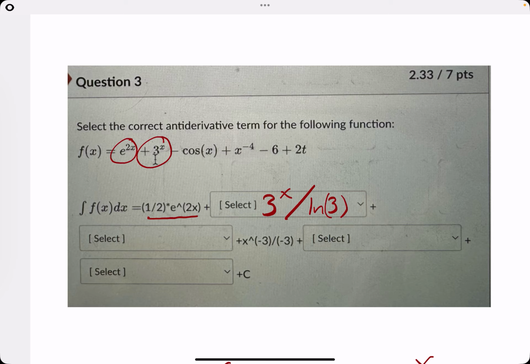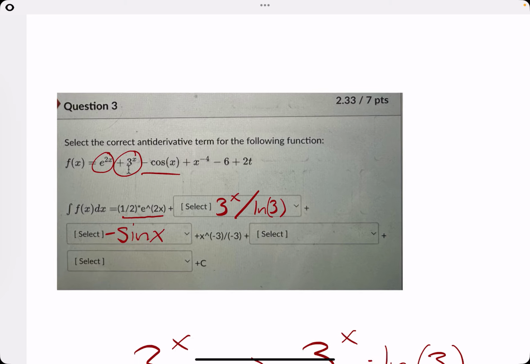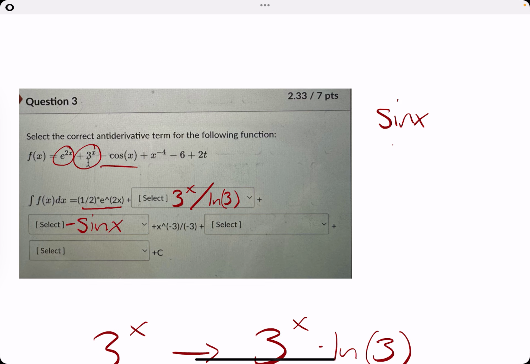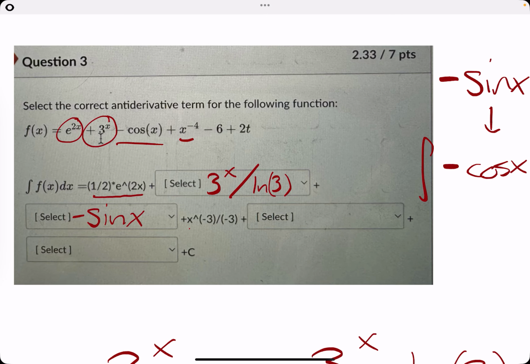Let's go to the next term. Negative cosine of x would be, I think, just negative sine of x, because the derivative of sine of x is cosine of x. So we know the integral of cosine is sine, so then the integral of negative cosine is negative sine. Yeah, that's valid. All right, next one, x to the negative 4 is x to the negative 3 divided by negative 3. Yep. Minus 6 would be minus 6.